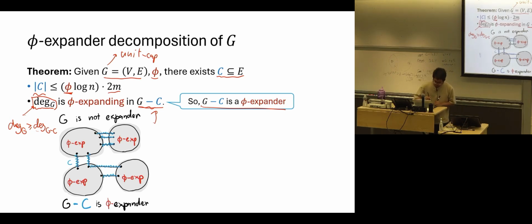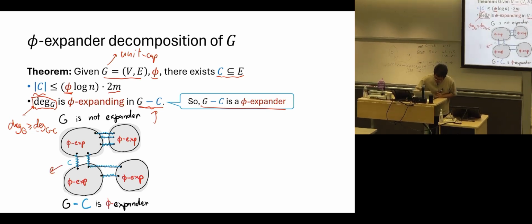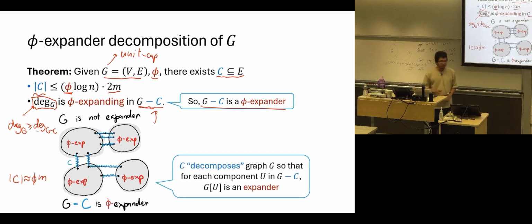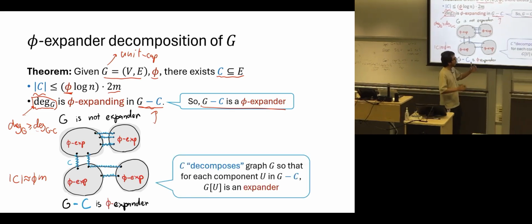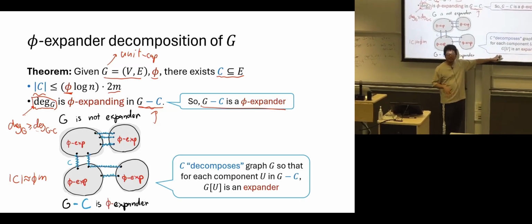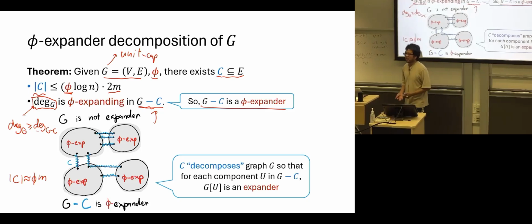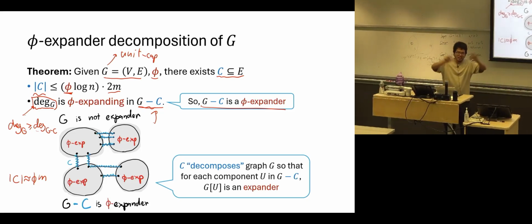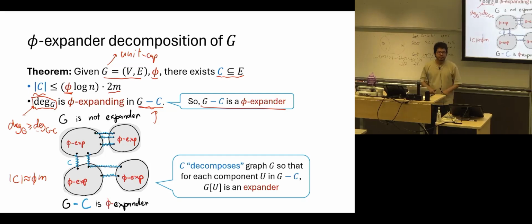And the size of C here is something like phi n. So you think of C as the thing that decomposes the graph so that each component becomes an expander. That's why we call it expander decomposition. You remove things and each component becomes an expander. Right?